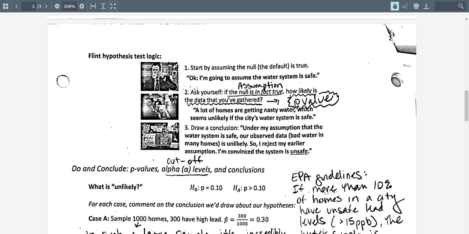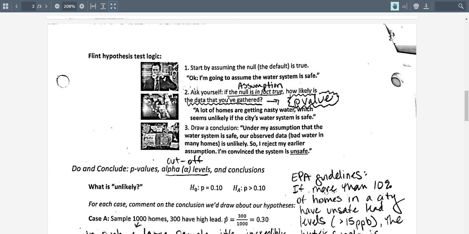Okay, so logic in terms of the Flint water crisis. Start by assuming the null hypothesis is true. And then we say, if it is in fact true, so that's our assumption, how likely is it that the data we've gathered is showing that component? So before, we just discussed it as probability; we are just rebranding it now as something known as the p-value. So there were a lot of homes getting nasty water in this quote, which makes us think that it is in fact unsafe. So we draw the conclusion under the assumption that it is safe.